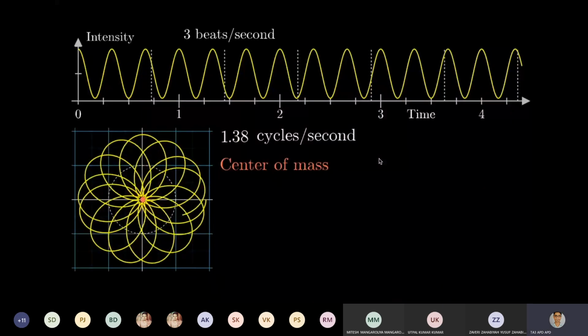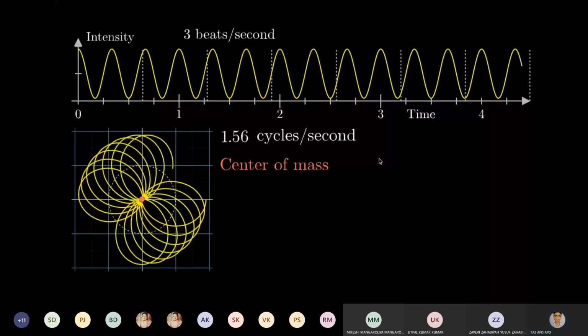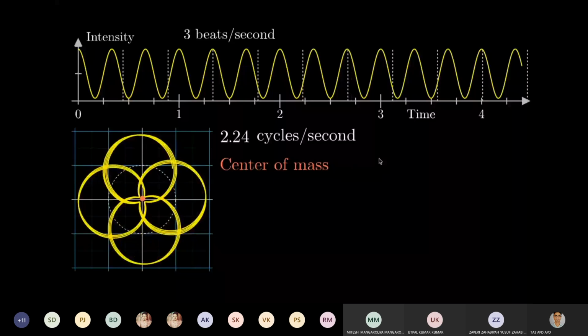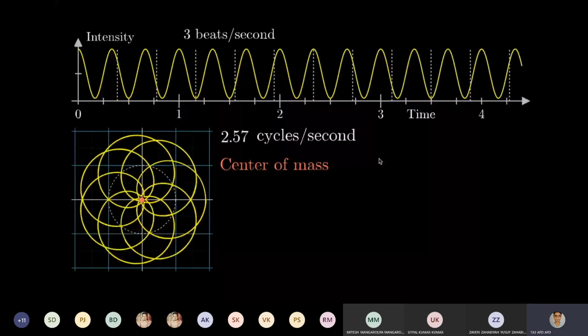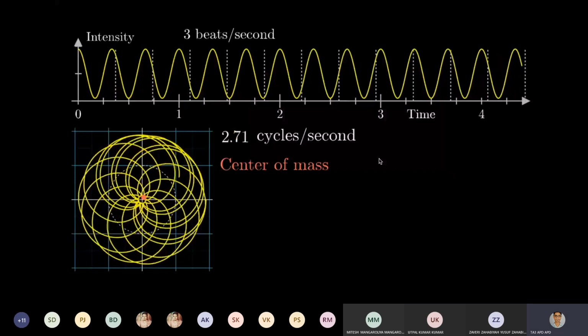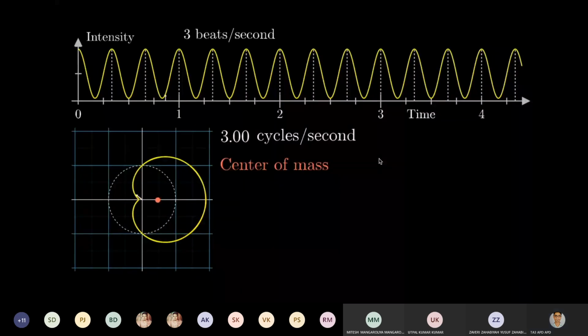And for most winding frequencies, the peaks and the valleys are all spaced out around the circle in such a way that the center of mass stays pretty close to the origin. But when the winding frequency is the same as the frequency of our signal, all of the peaks are on the right, all of the valleys are on the left, so the center of mass is unusually far to the right.